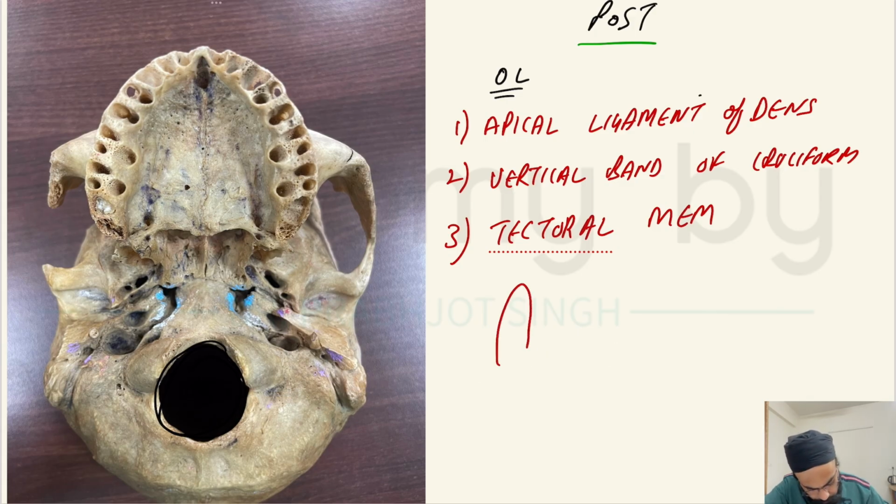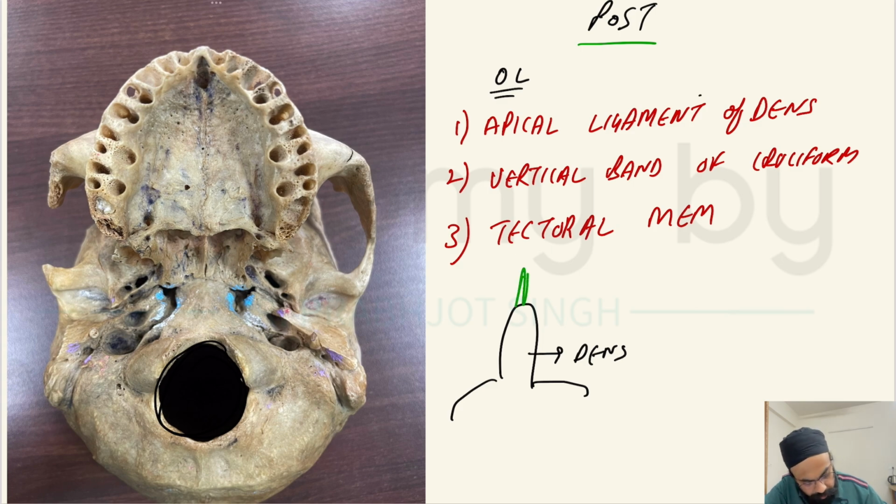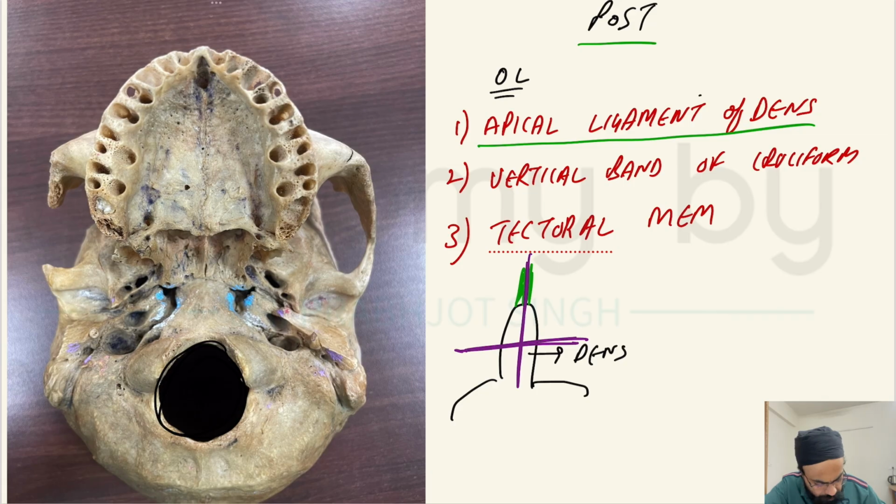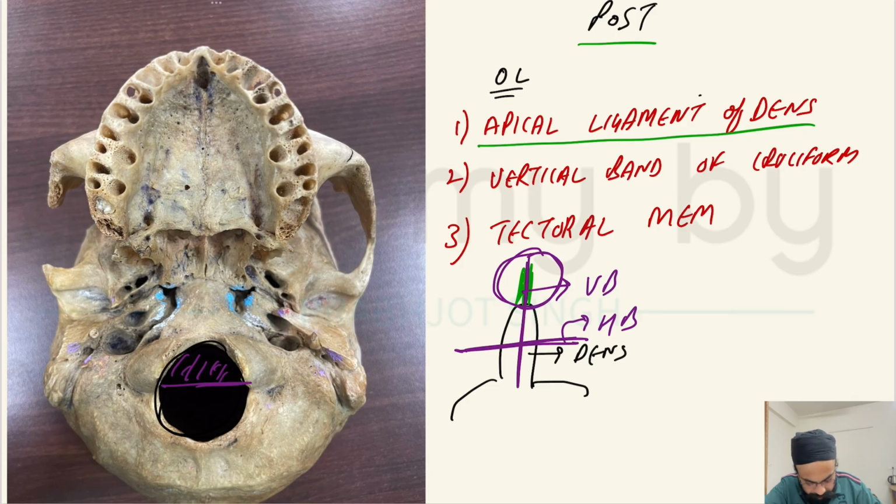So this is the cervical vertebra and this is the dens or the odontoid process. A ligament is attached from the tip of this dens, that is the apical ligament of dens, and there is a cruciform ligament which has the vertical band and the horizontal band. So the vertical band of cruciform and the apical ligament of the dens are present in the anterior compartment. Now the posterior compartment.